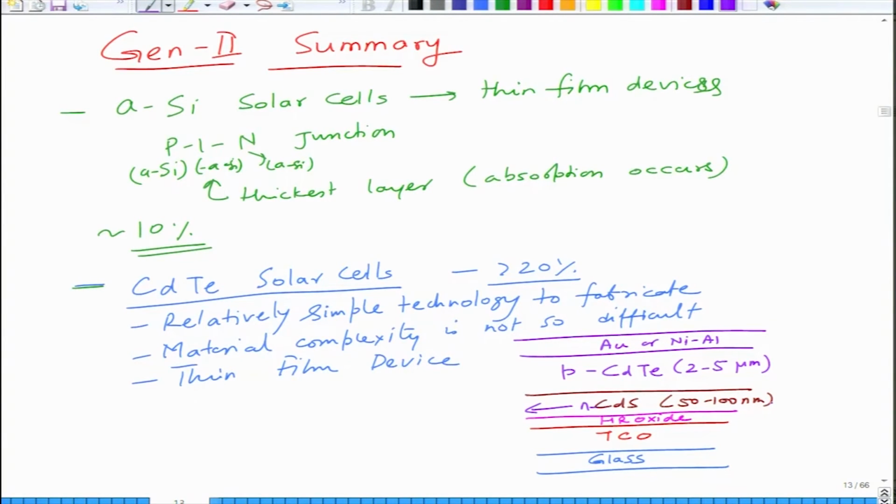Okay. So, in this case you can see that on the glass we have TCO, on TCO we have oxide, then we have CdS, then we have CdTe. So, CdTe deposition is done after the CdS is deposited. That is the difference you have to note, that cadmium telluride is deposited after CdS. It is a relatively simple structure.